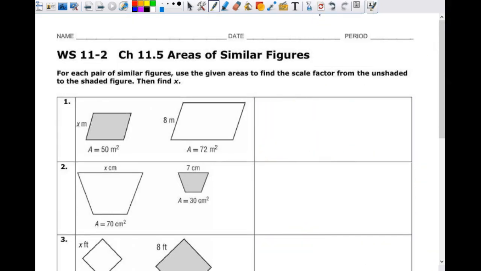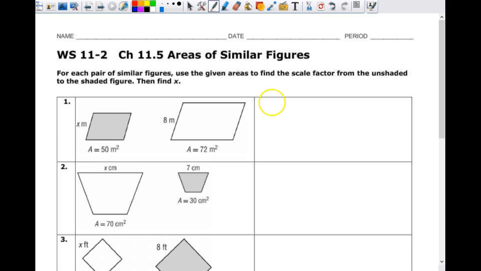All right, today's lecture is pretty short. What we are doing is we are setting up proportions, but instead of having two sides, we're having a side and an area. So it's a little bit different. But you set it up the same. Let's start by setting up this proportion.